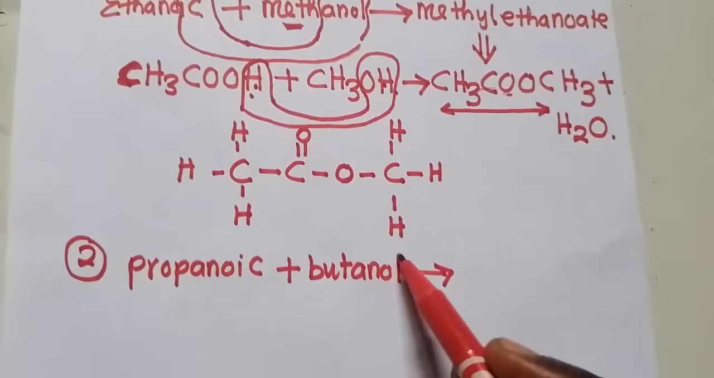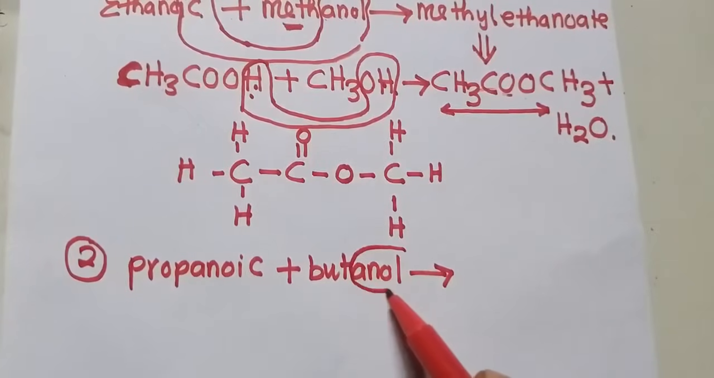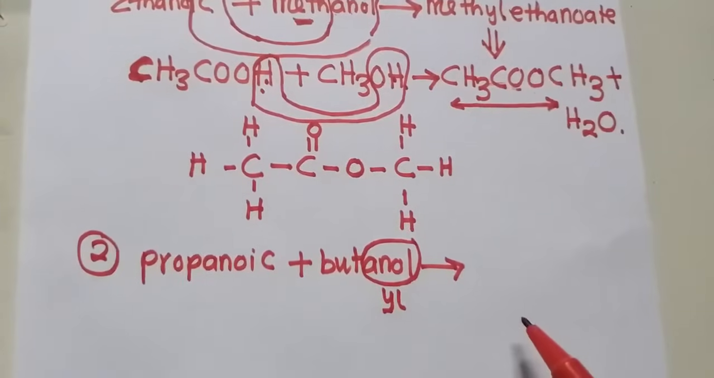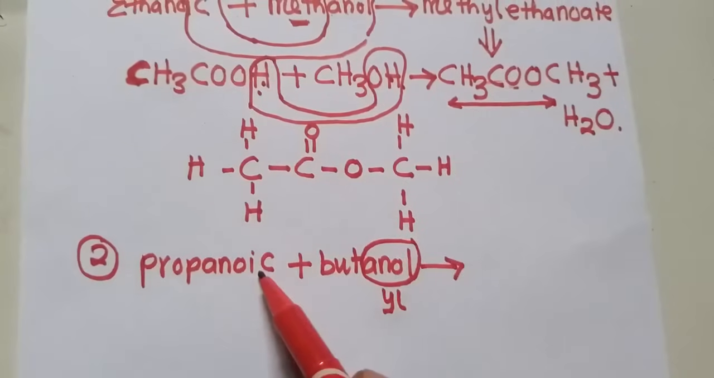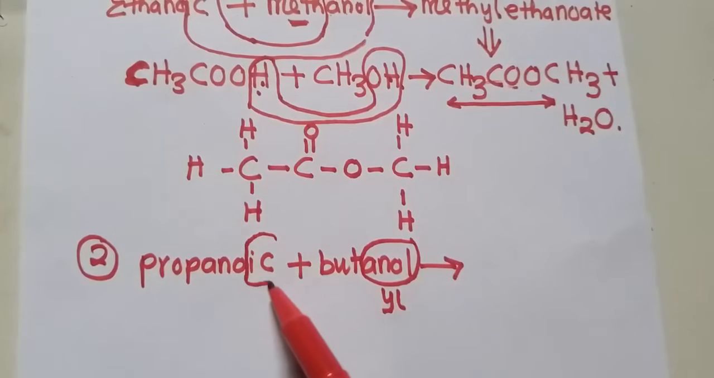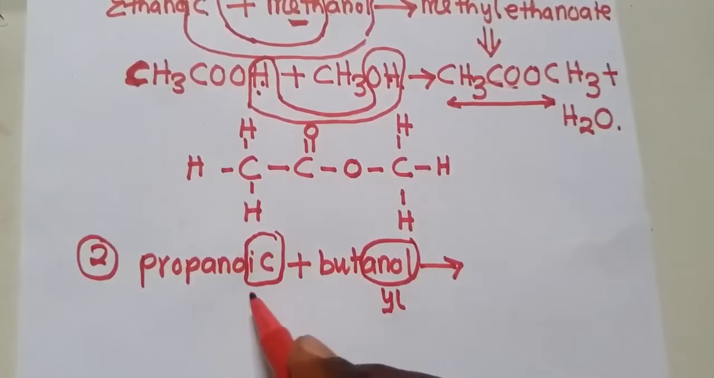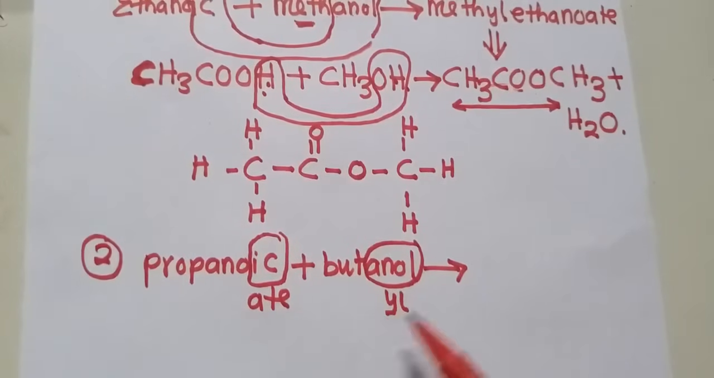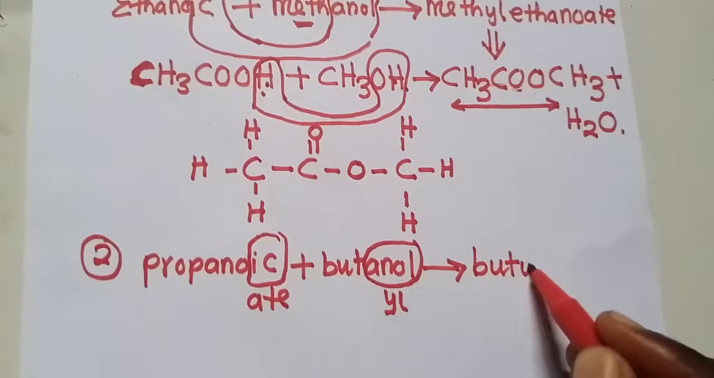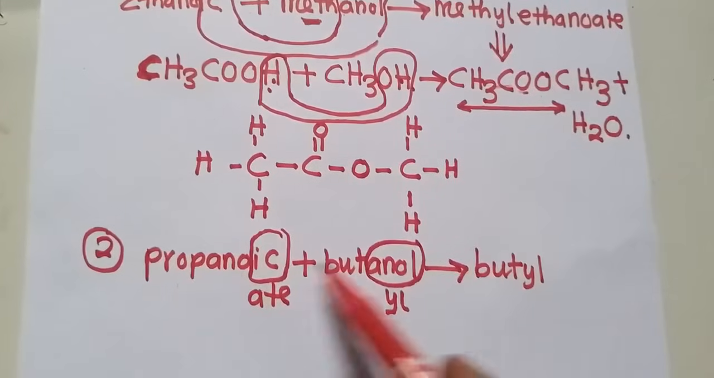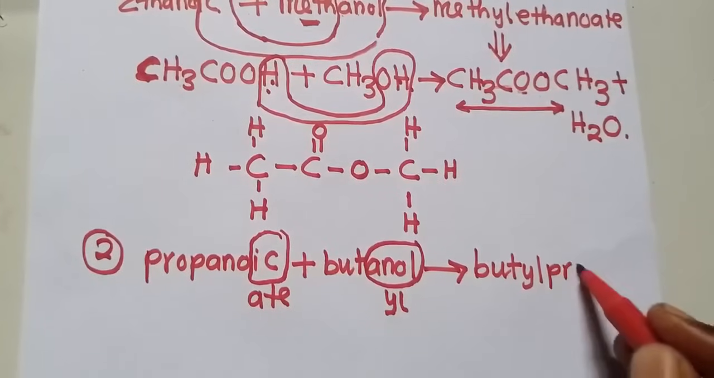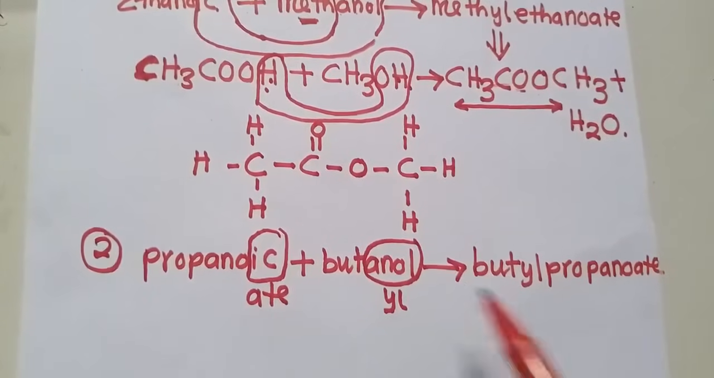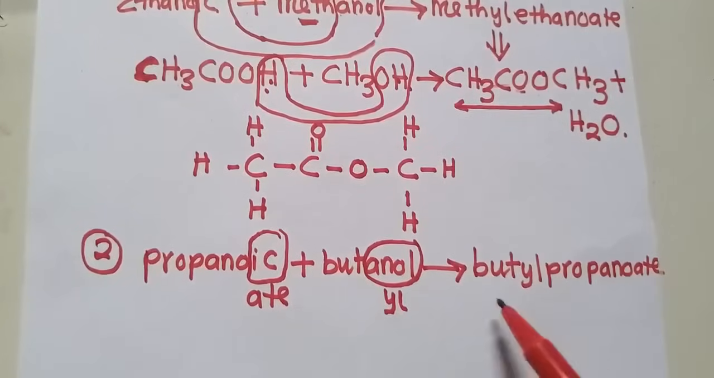What is removed? This O part is removed. You remove that part and you put YL. This is what you get to do. And on this part here, you just remove IC. You remove this part and you put this. Then you join these two. You start with an alcohol, butyl. It is going to be butyl. Then this one comes now. It becomes propanoate. So butyl propanoate. Butyl propanoate.